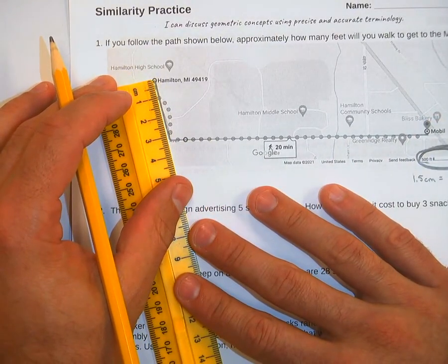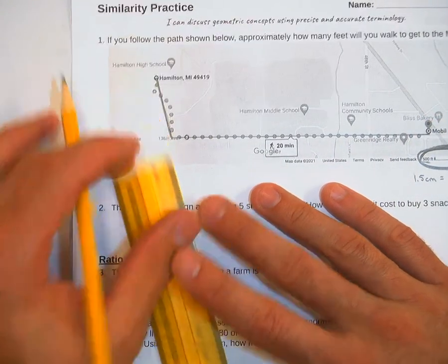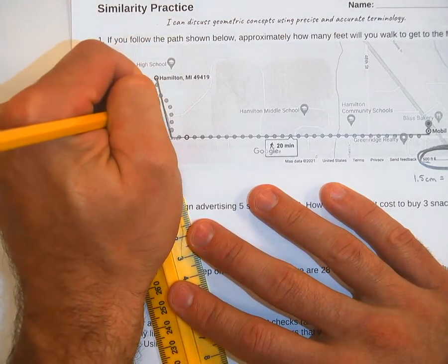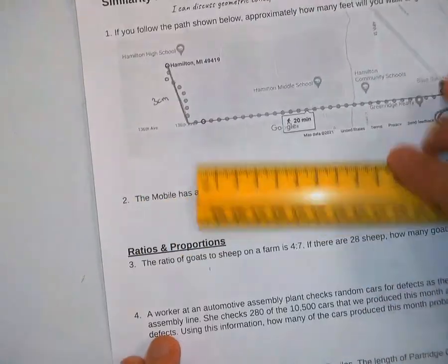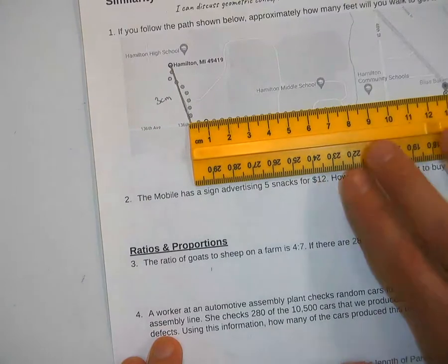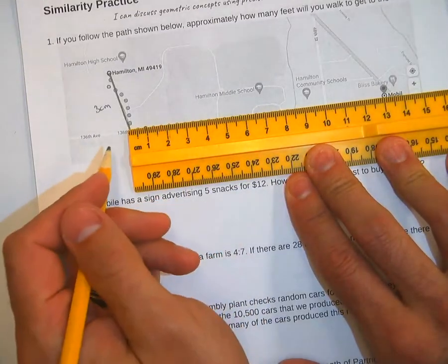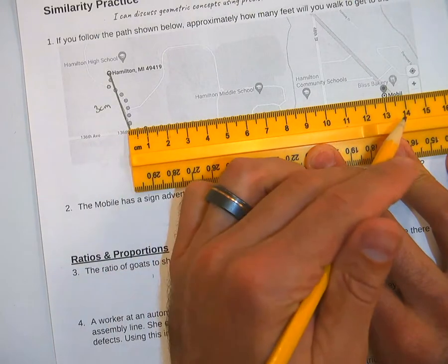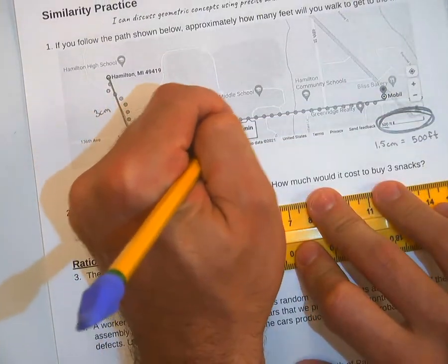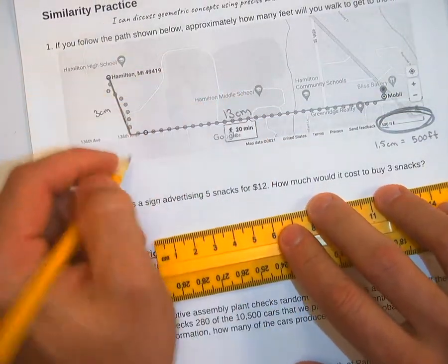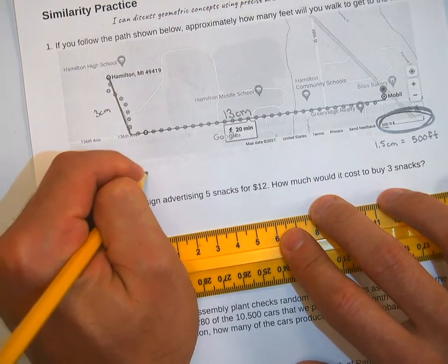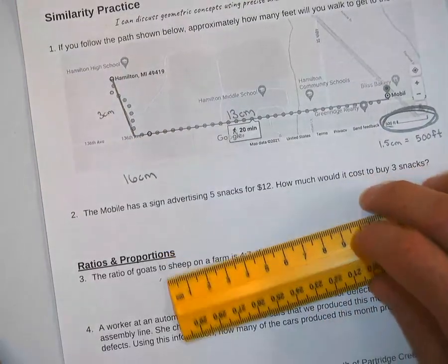So this is about 3 centimeters, give or take, on the map. And this part right here is about 13 centimeters. Oh, you can't see that. From where we turn at the sidewalk to the mobile is about 13 centimeters on the map. So that's a total of 16 centimeters that you have to walk on the map.